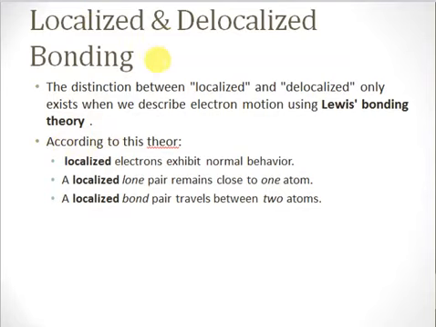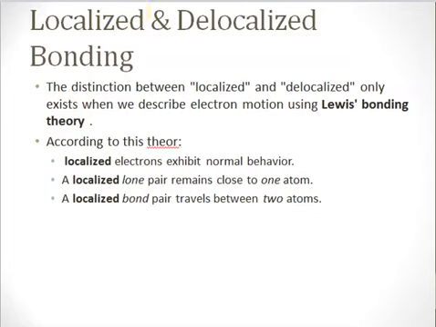So in the previous lecture we saw that localized bonding involves the electrons which are fixed between 2 atoms, and the delocalized electrons are the electrons that are not fixed between only 2 atoms, but they're part of more than 2 atoms, right? So this distinction between localized and delocalized bonding only exists when we describe the electron motion using Lewis bond theory, right? So when we are not considering the motion of electron, then in that case the concept of delocalized or localized bonding cannot exist, right?